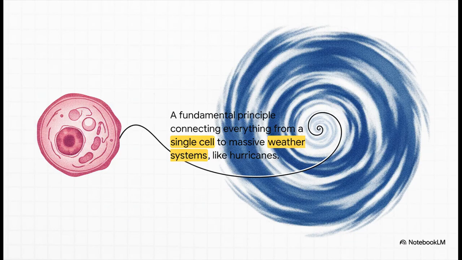So you see, the Fibonacci sequence isn't just a fun math trick. It's way more than that. It's a fundamental principle of growth and design. It's what connects the smallest things, like a single cell, to massive weather systems like hurricanes. It's this quiet testament to the deep connections between life and mathematical order.